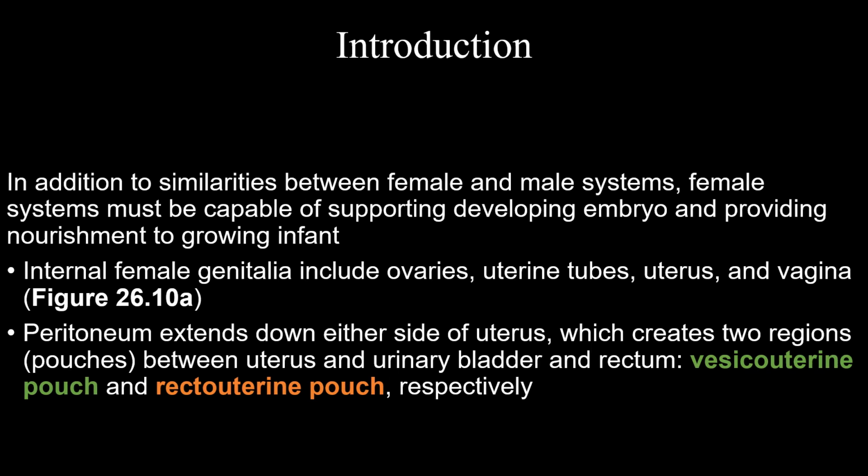And when we look at the anatomy here, the female internal genitalia include the ovaries, the uterine tubes, the uterus, and the vagina. And we're going to look here at a mid-sagittal view. We're also going to see two pouches created by the peritoneum as it dips on either side of the uterus. There's a pouch between the uterus and the bladder, and there's a pouch between the uterus and the rectum. Now, the vesico-uterine pouch and the recto-uterine pouch are what we're talking about.